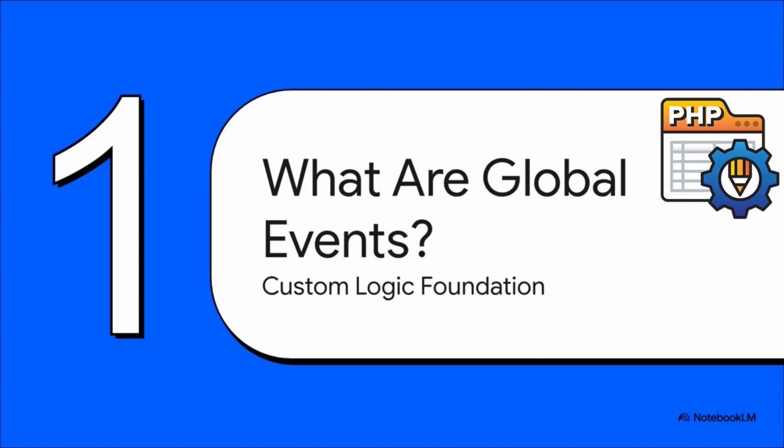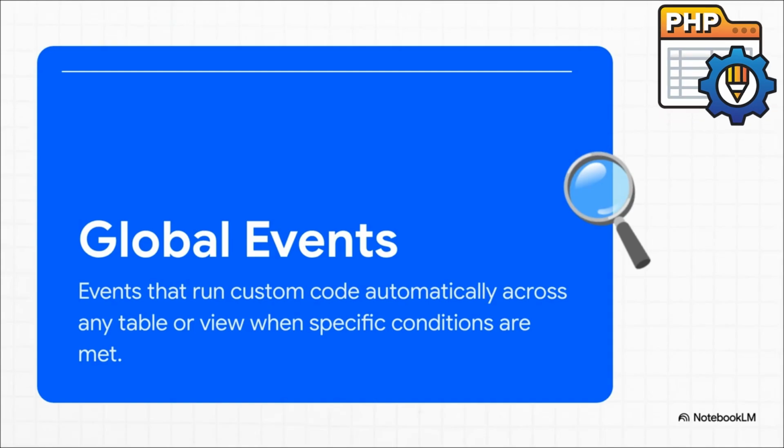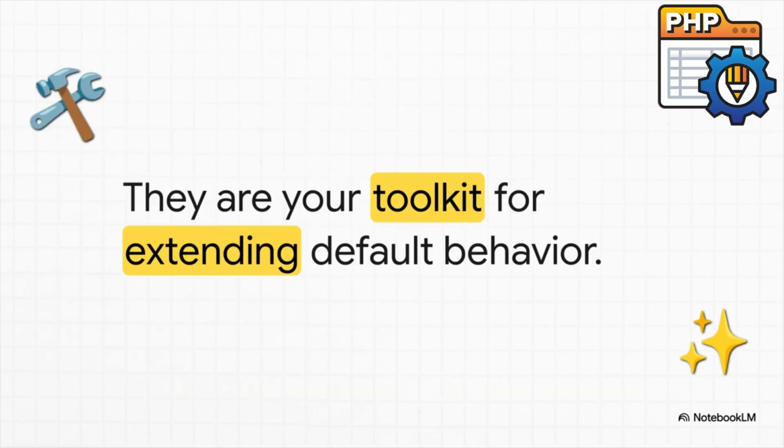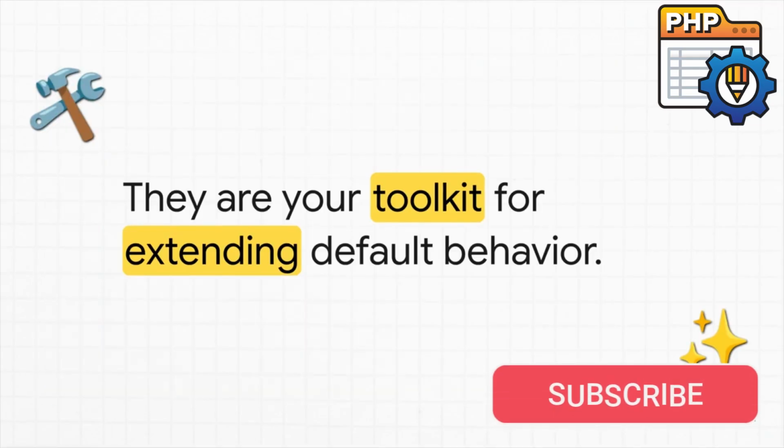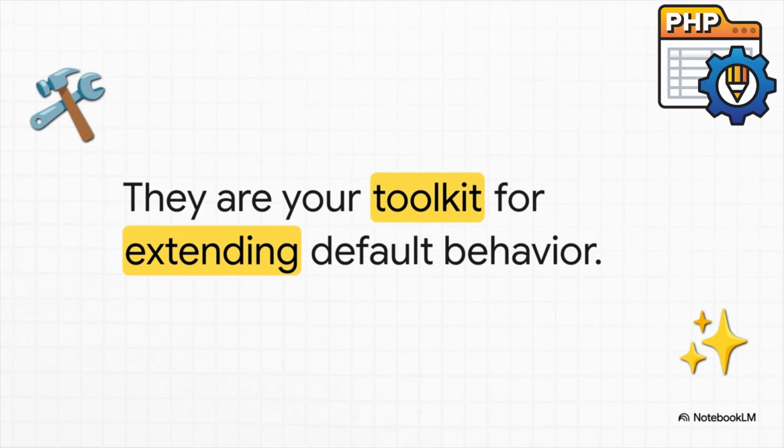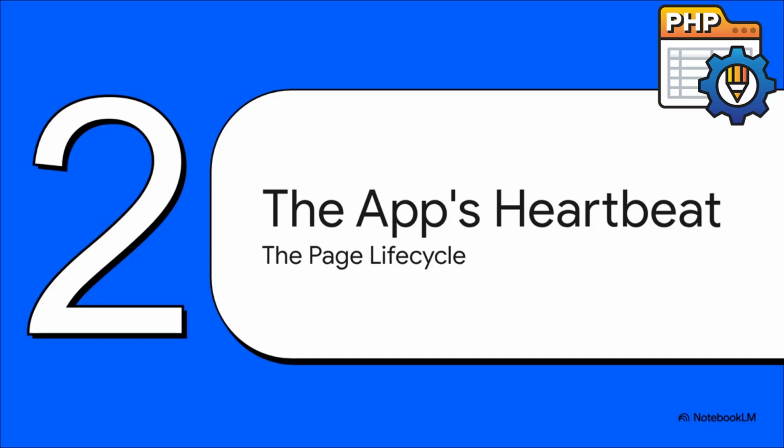We need to really pin down what we're talking about when we say global events. What is this foundational idea? Okay, think of them like this. They're like these little programmable sensors or triggers that are baked right into the DNA of your application. They're always listening for specific moments, like a user logging in or a page starting to load. And when that exact moment happens, bam, they fire off, giving you a perfect window to run your own custom code. And really, that's the whole point. This is what lets you break free from the standard, out-of-the-box stuff. Global events are literally the toolkit you use to build those really cool custom features that make an application truly yours.